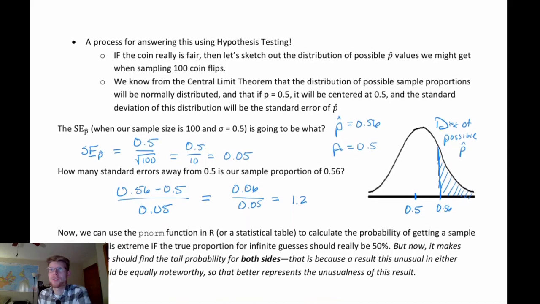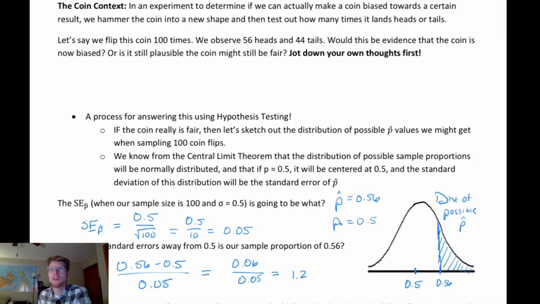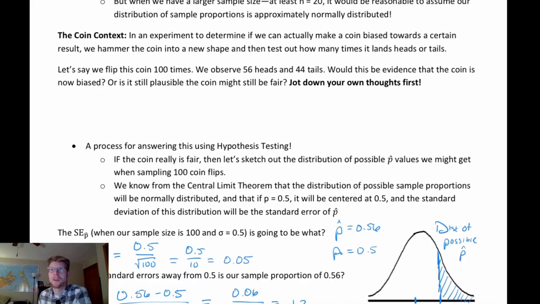And that's because the question we're really asking is how often should we expect to get a result this far away from 50-50? We don't actually care if it's in the positive or negative direction. We just care about this magnitude of difference. How often do we see a magnitude of difference of 0.06 or more in either direction?